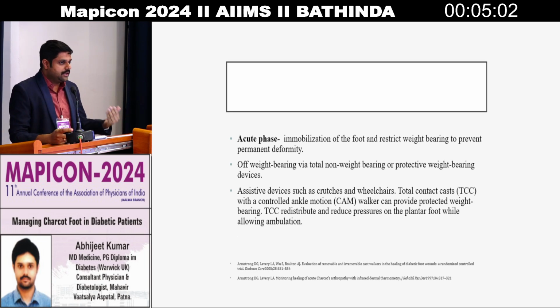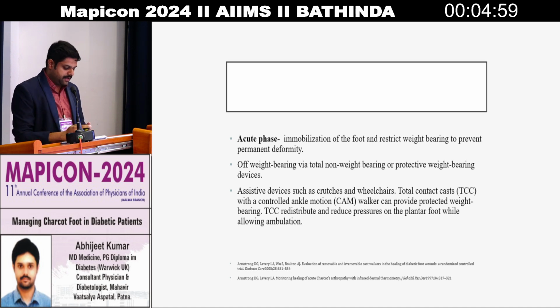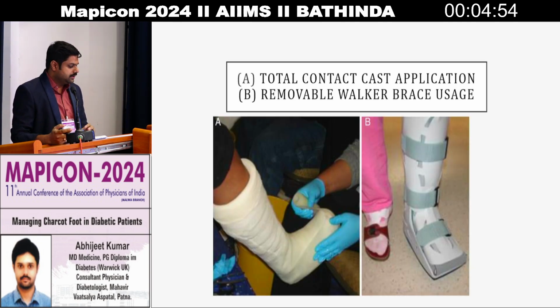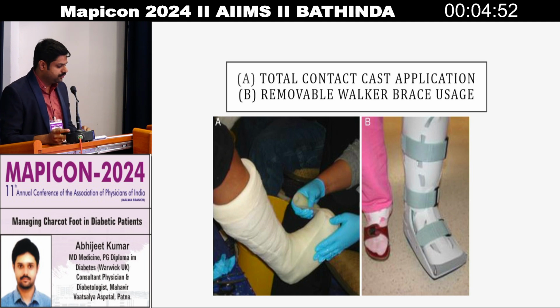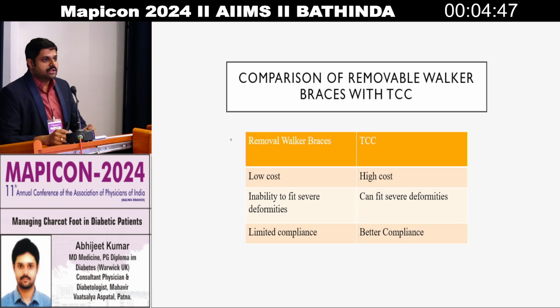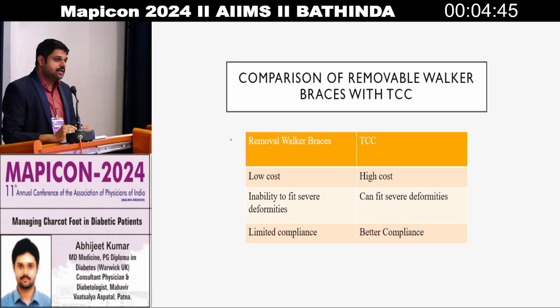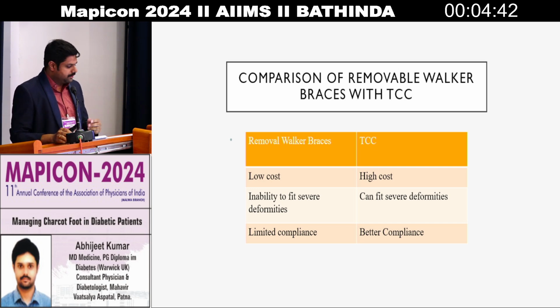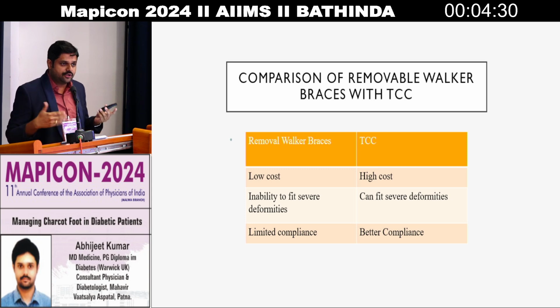Now, in the acute phase, how do we achieve immobilization? We can do it with total contact casts or removable Walker braces. There are some advantages and disadvantages of both these modalities. The removable Walker braces, though they are of low cost and more affordable, cannot fit into all the deformities and have limited compliance. However, total contact casts, despite their high cost, can fit into the severe deformities and have better compliance.